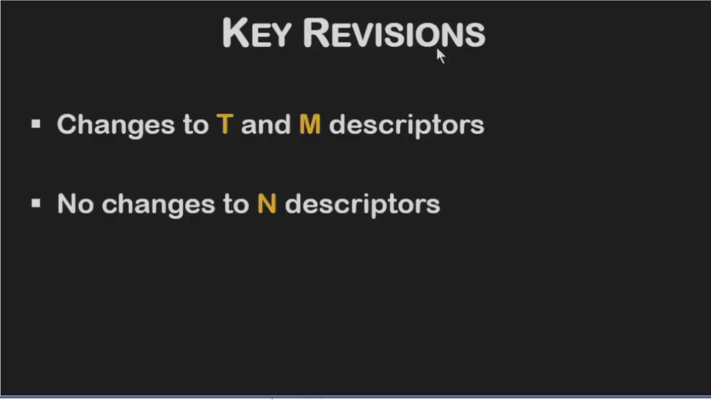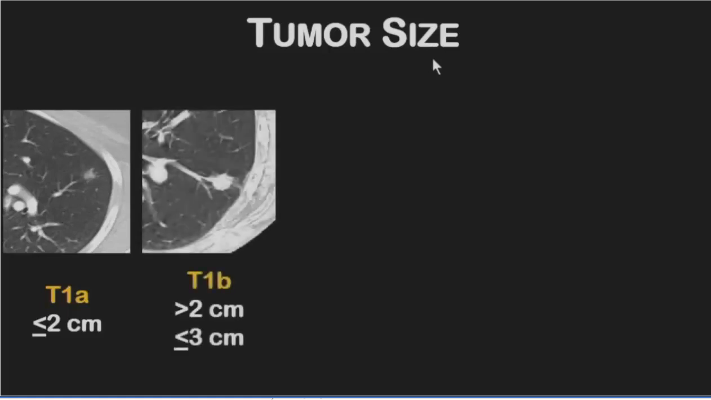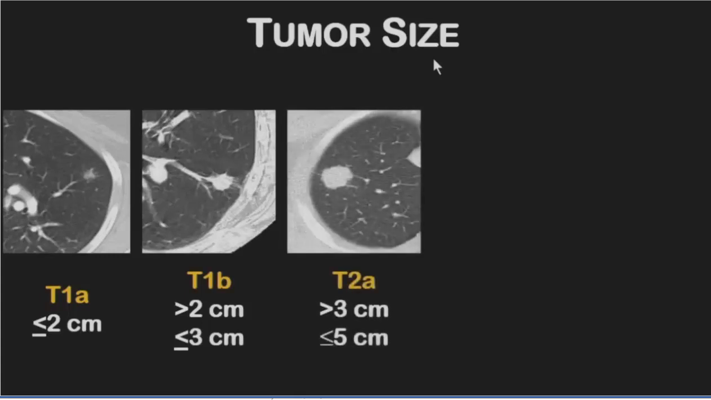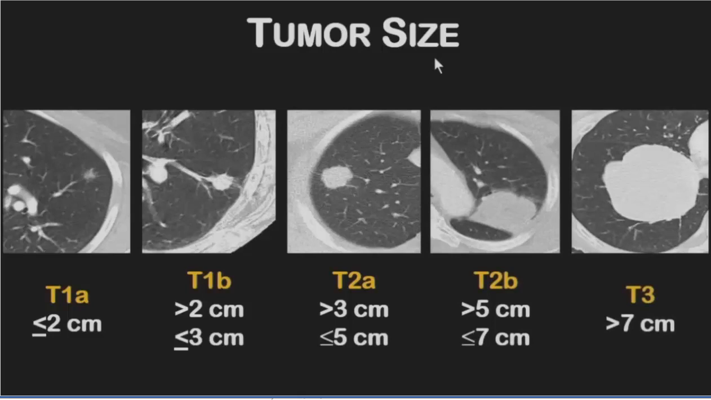Also, for the first time under the staging system, they recommended not only including non-small cell lung cancer, but also small cell lung cancer and bronchopulmonary carcinoid. So one of the key changes involved tumor size, and several of these specific descriptors, primarily T1 and T2, were actually split into specific components based on size, as we'll see. For instance, T1 was split into T1A and T1B based on size, with T1A measuring less than 2, T1B measuring between 2 and 3 centimeters. And similarly for T2 lesions, T2A is between 3 and 5 centimeters, T2B between 5 and 7, and T3 lesions measure greater than 7 centimeters.